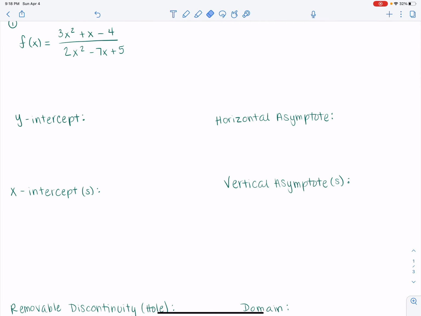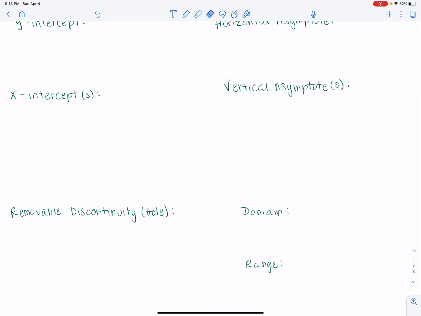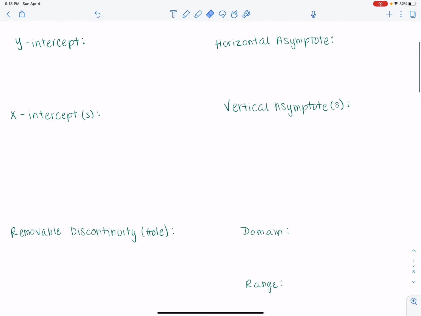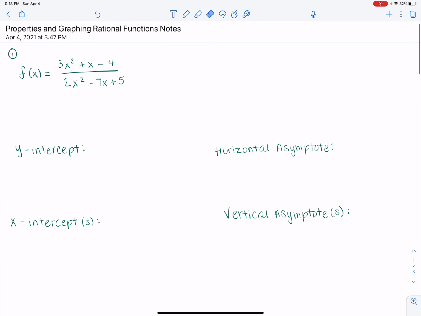So some of the things you already know how to find. You already know how to find horizontal asymptote, vertical asymptote, and the removable discontinuity or holes. We haven't really talked about y-intercepts, x-intercepts, or domain and range. So let's start.